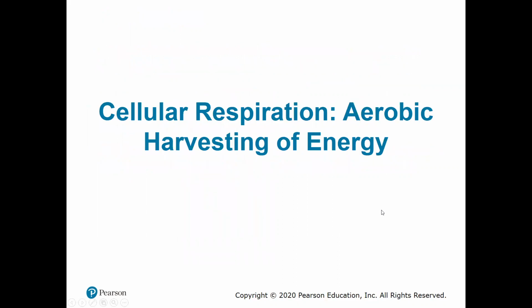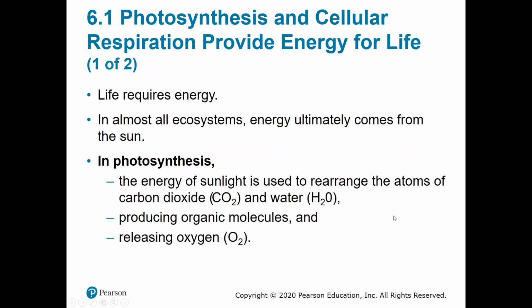So first of all, cellular respiration is an aerobic harvesting of energy. And I always learned that aerobic just means that it needs oxygen. Oxygen is required for this process. So photosynthesis and cellular respiration provide the energy for life. So life requires energy. In almost all ecosystems, energy ultimately comes from the sun, from photosynthesis. But we're going to cover photosynthesis next. For this chapter, it's just on cellular respiration. But the two, photosynthesis and cellular respiration, go hand in hand.